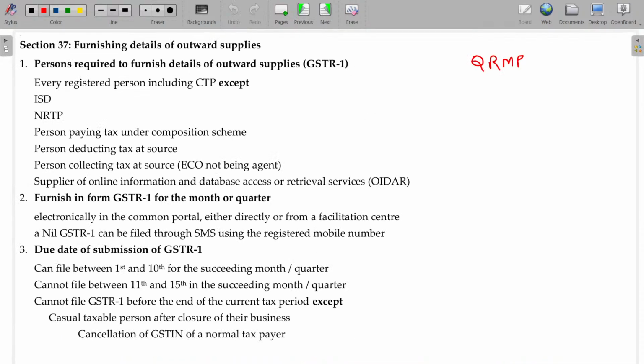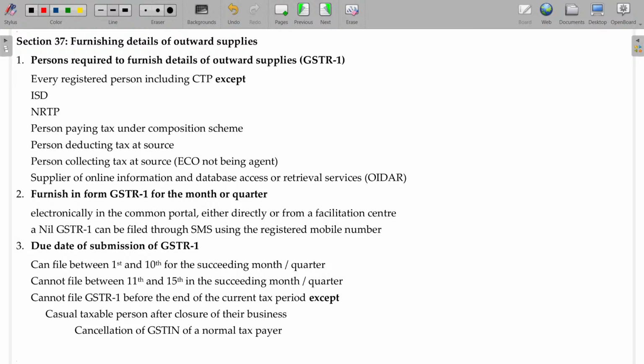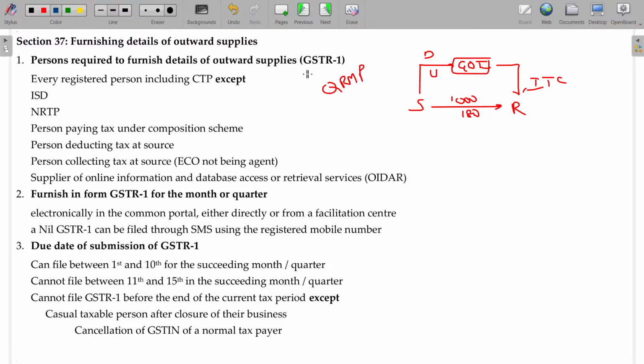See what happens here. Supplier, recipient. Supplier supplies goods of 1000 rupees, 180 GST. The supplier has to deposit and intimate. Deposit and document upload, meaning returns filing. Only then the recipient can enjoy the ITC. But as per the QRMP scheme, sorry, this one is payment and documents uploaded. Payment and document uploaded.